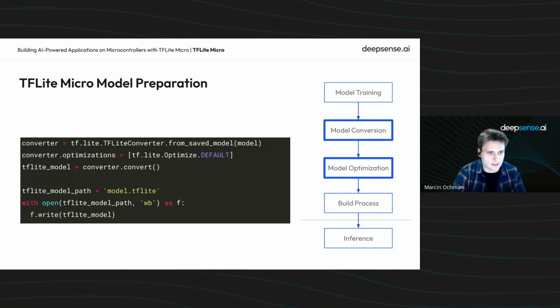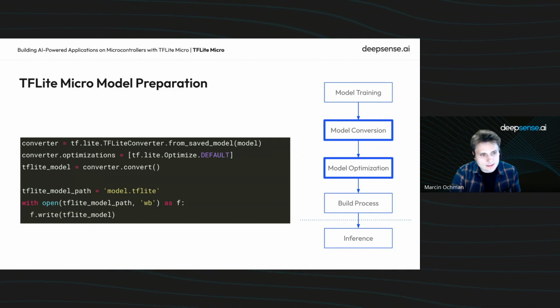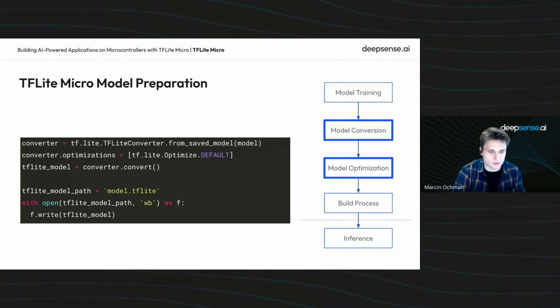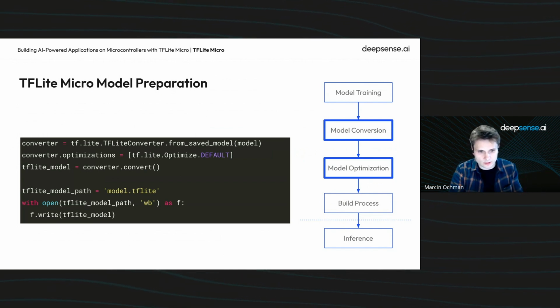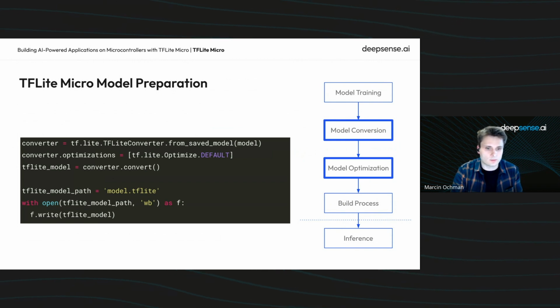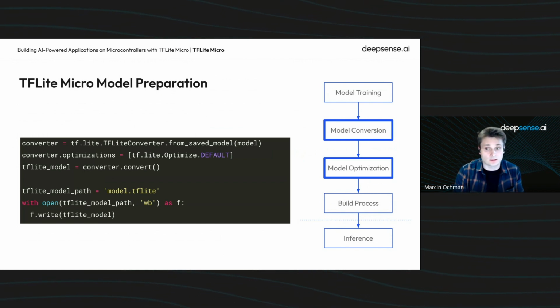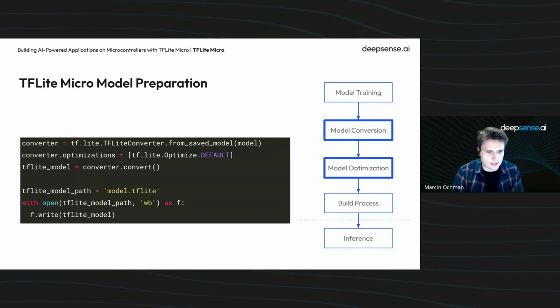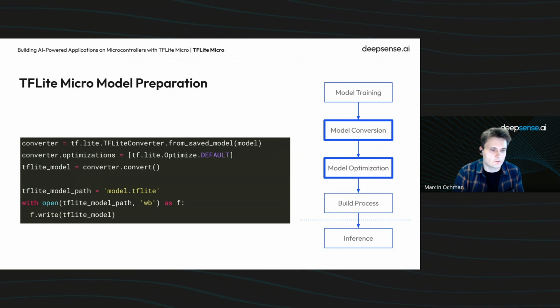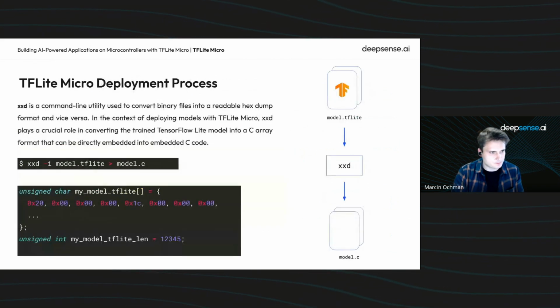Next, we apply an important optimization step by specifying the optimizations array, and that enables post-training quantization, reducing the model size and improving the inference speed. Once the optimizations are set, the convert function is called to perform the actual conversion. As a final result, we get the TFLite model that is significantly smaller and more efficient than the original. And at the end, we can save our TFLite file on the disk.